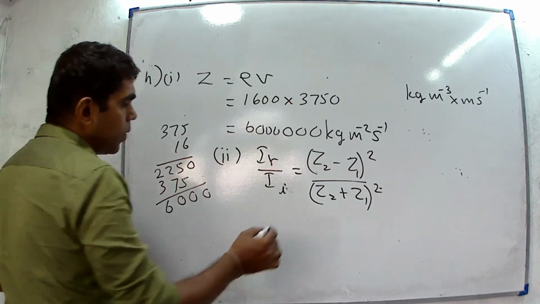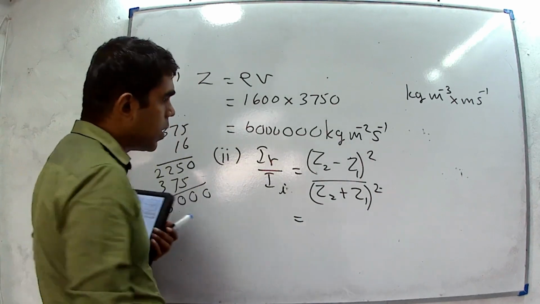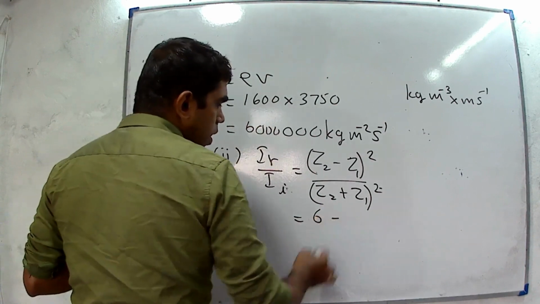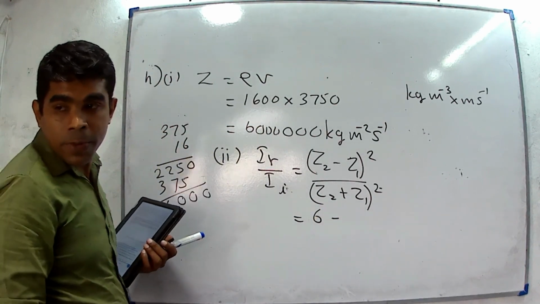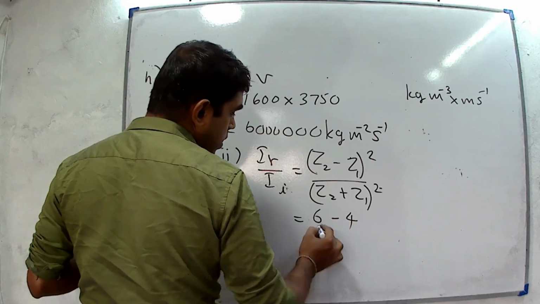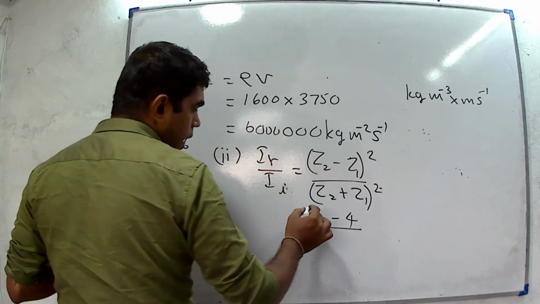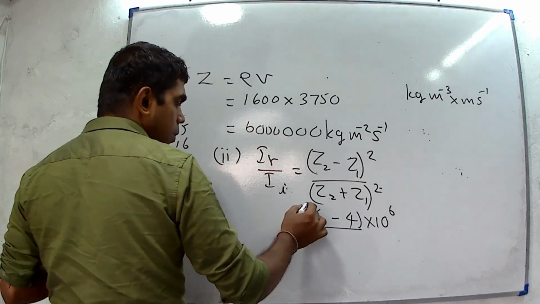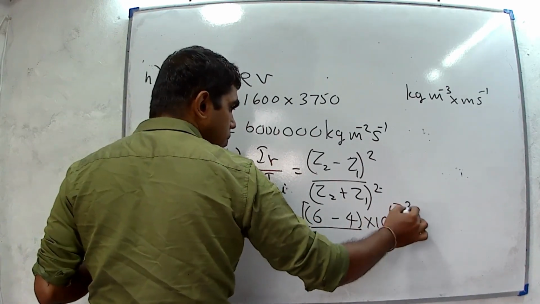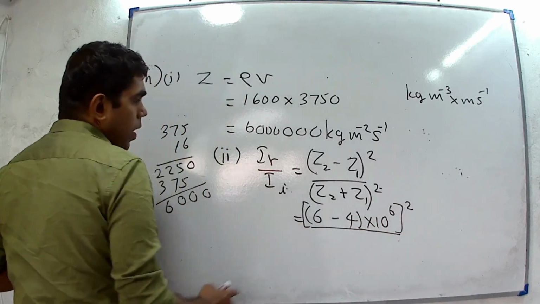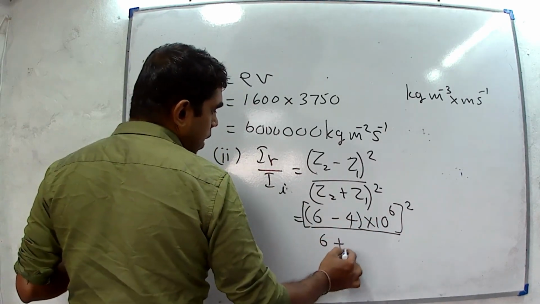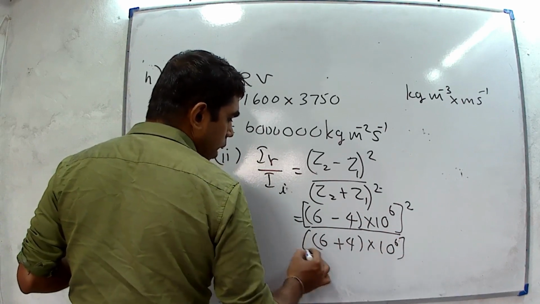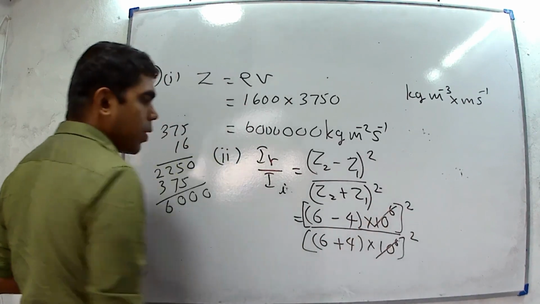Now the Z2 value is 6 into 10 to the power 6, and the Z1 value is 4 into 10 to the power 6. I will take 10 to the power 6 as a common factor, and we have to get the square of this term. The denominator is (6 plus 4) into 10 to the power 6, squared. Now we can cancel out 10 to the power 6.